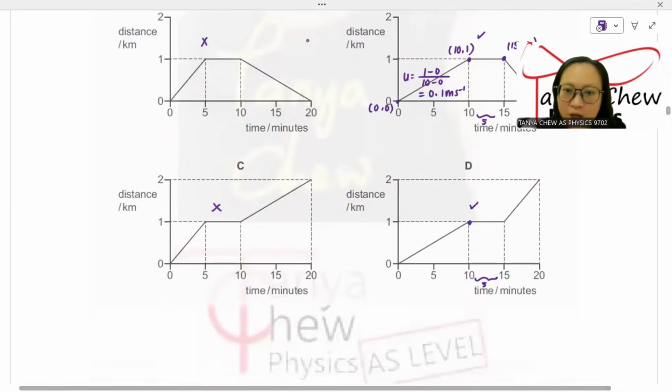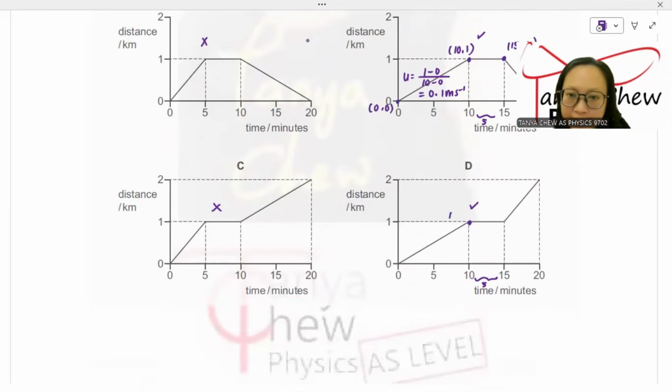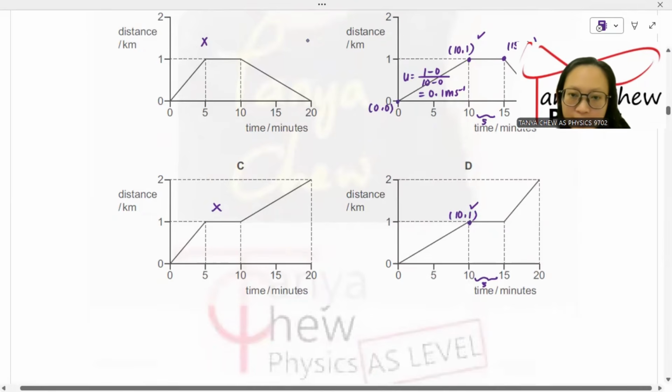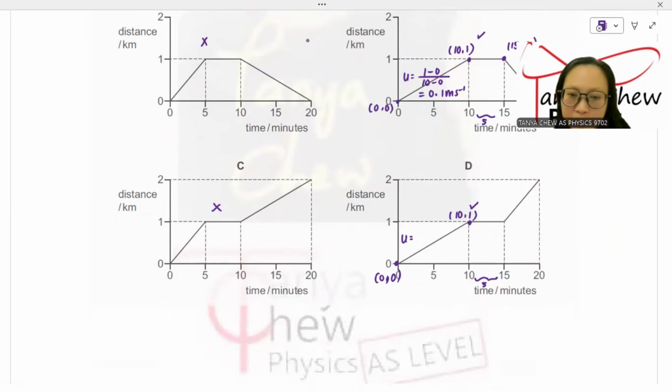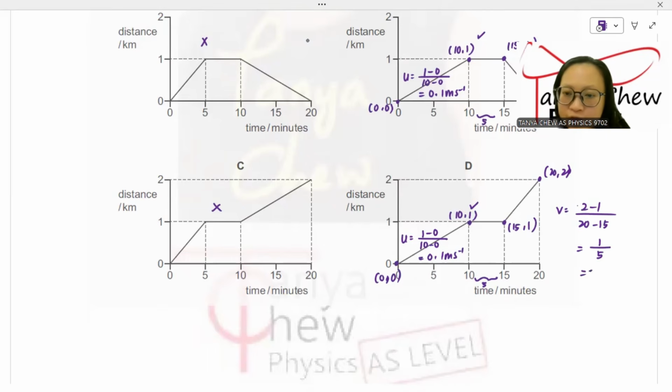Okay, let me look at the other graph first. Here, I look at the two values. This is 10 and 1. This is 0 and 0. Initial speed will be 1 minus 0 over 10 minus 0. I still get 0.1. And for the final speed, this is 15 and 1, this is 20 and 2. Now, final speed, 2 minus 1 divided by 20 minus 15. So I get 1 over 5, which is 0.2.